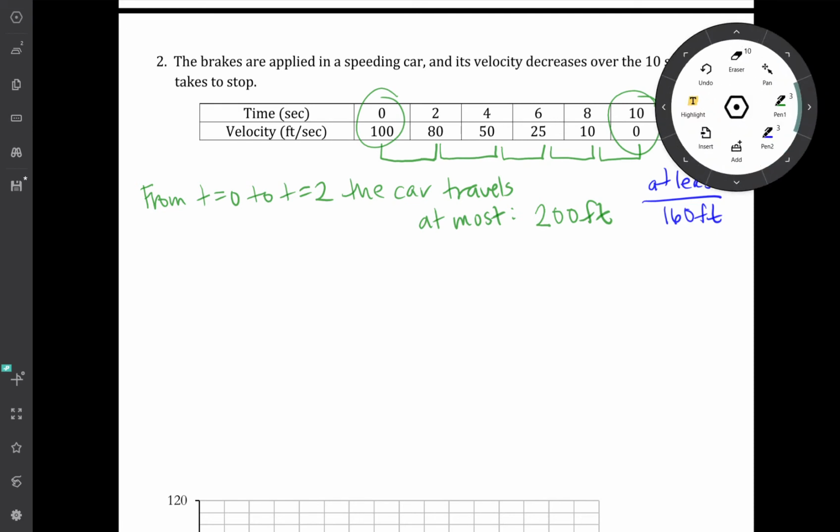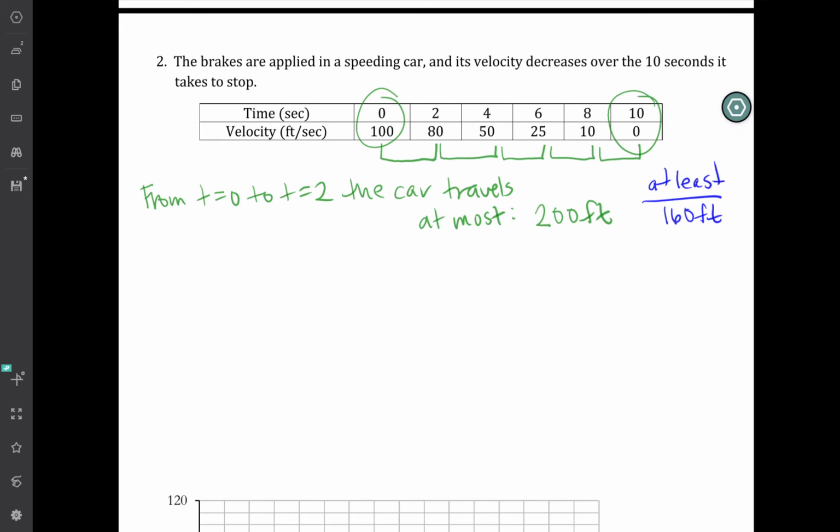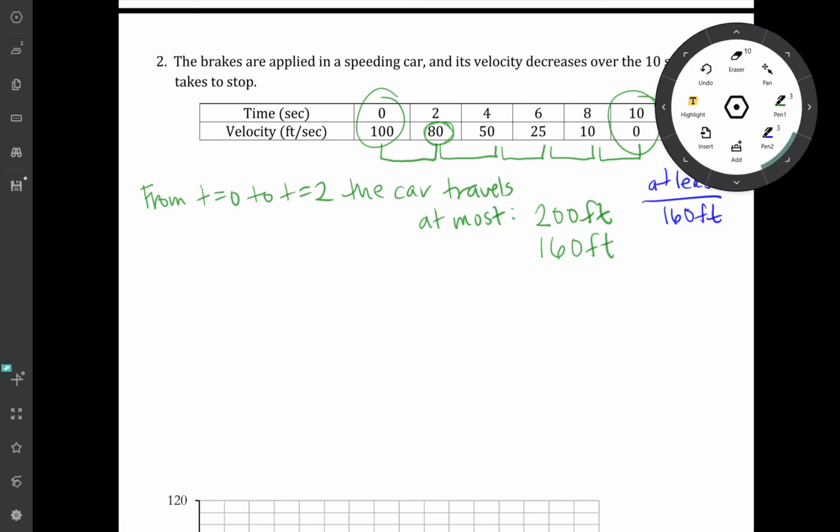If we move on to t equals 2 to t equals 4, now the maximum speed is the 80 feet per second. For 2 seconds, that would get us to travel 160 feet. And now for t equals 2 to 4, we would have a minimum speed of 50 feet per second, which means a minimum distance of 100 feet.